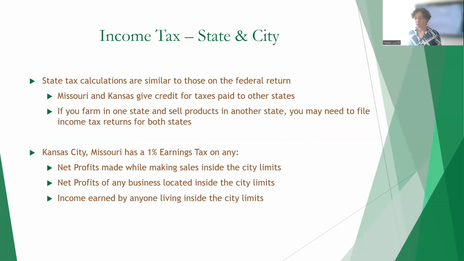State calculations are similar to those on the federal return. They're kind of complicated and convoluted, but the state tax returns in this part of the country anyway, start with your adjusted gross income. So they don't start quite up far in the calculations as the federal do. They go partway down on the federal calculations, pull out that adjusted gross income number, and start from there with their calculations.